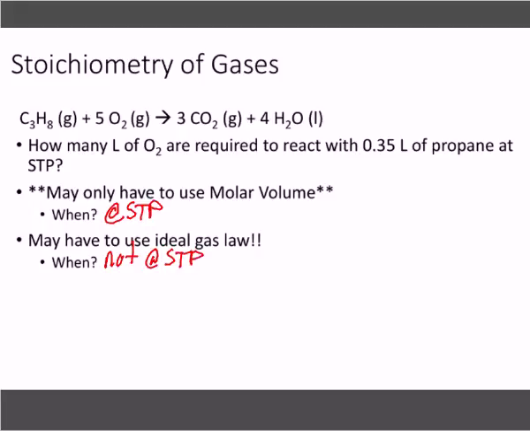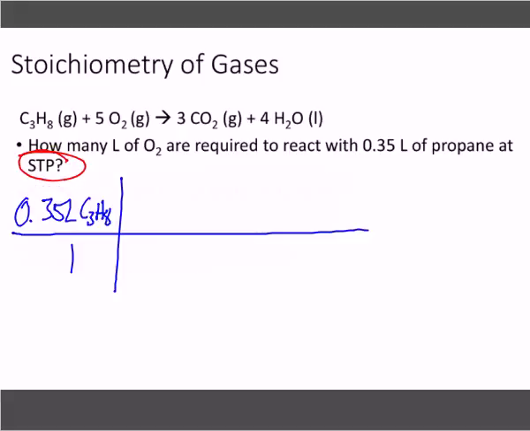Molar volume, which is just going to be basic stoichiometry, or are we going to use the ideal gas law? Which is it? Ideal gas. Why do you say ideal gas? Folks, read the problem. What are we at? We're at STP. Since we're at STP, we only have to use molar volume. All right? Go ahead and work this problem out.